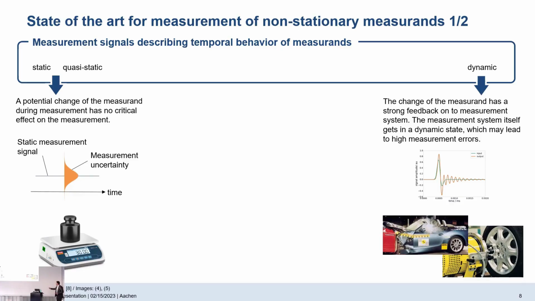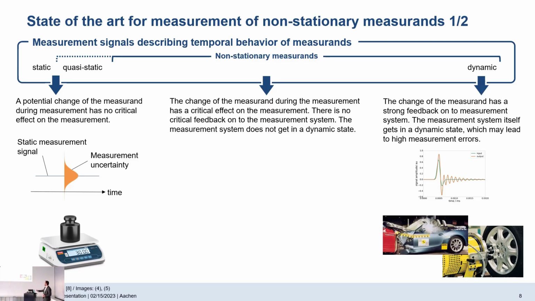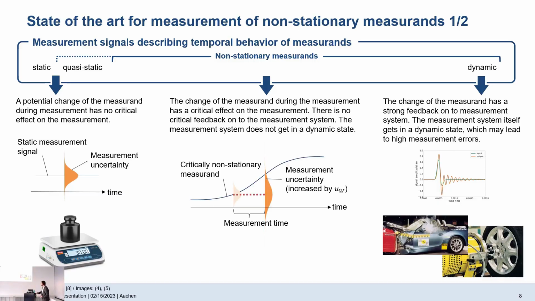Exemplary measurements, for example, are the measurement of forces during car crash simulations, or the measurement of moments during the tensioning of screws. But there must be a third group. And this can be described by the fact that the change of the measurement during the measurement has also a critical effect on the measurement, but there's not that critical feedback onto the measurement system. And the measurement system does not get in a dynamic state. This could basically be described by the critical ratio between change of the measurement and measurement time.